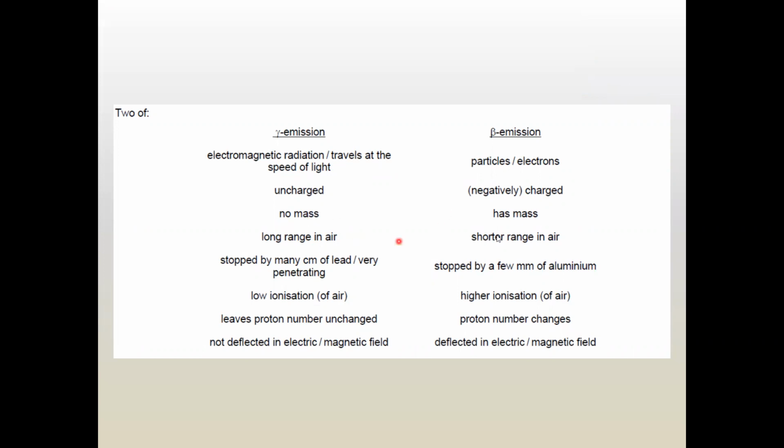Gamma has a long range, beta has a short range. Gamma can be stopped by lead, beta can be stopped by aluminium. Gamma has low ionization, beta has high ionization. Gamma is not deflected by an electric or magnetic field, beta is deflected by an electric or magnetic field. And there is no change in atomic number or atomic mass for gamma, but the proton number changes when there is a beta emission.